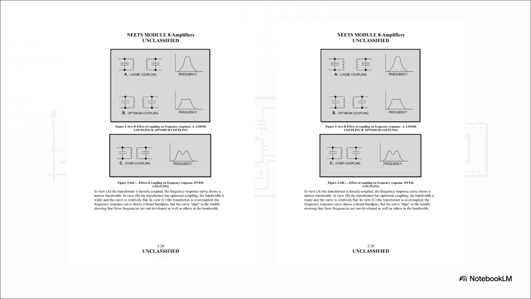Now look at the image on the right. This is optimum coupling. The peak is a little wider, a little flatter on top. This is usually the sweet spot for most applications because it gives you a great balance between being selective and still getting the whole signal through cleanly.